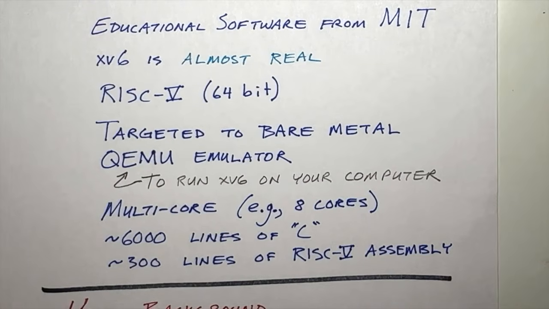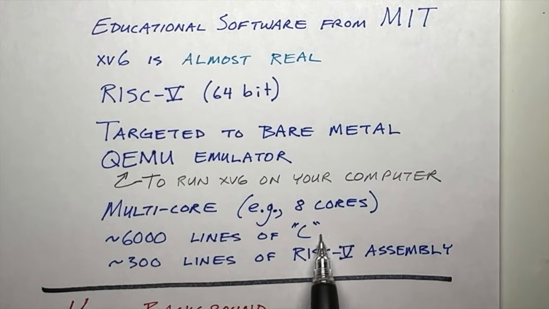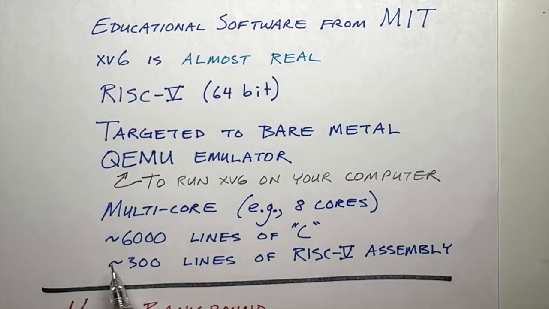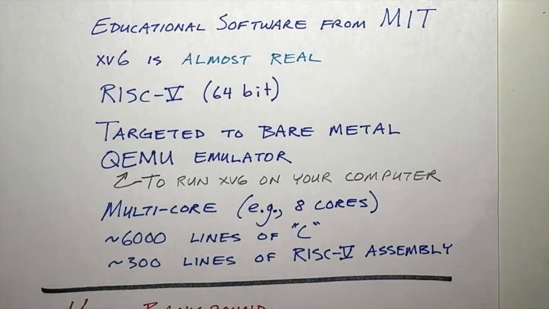xv6 is short and very sweet. It's only about 6,000 lines of code, and most of that is written in the C programming language, with about 300 lines written in assembly language. In this video series, I'm going to do a walkthrough of more or less all of the code, explaining everything as I go. The code is clean and quite well written, and is an example well worth studying.